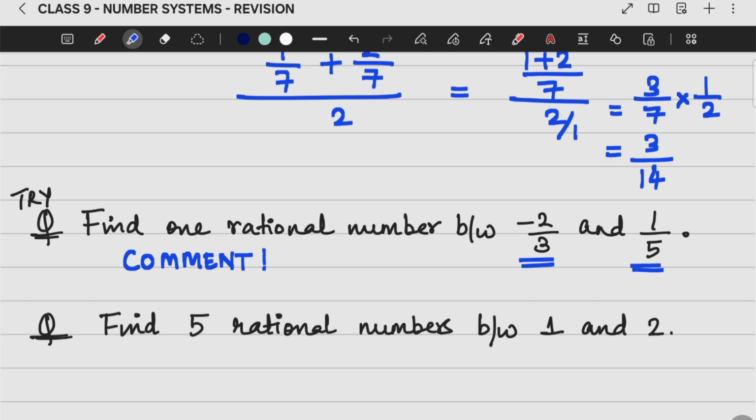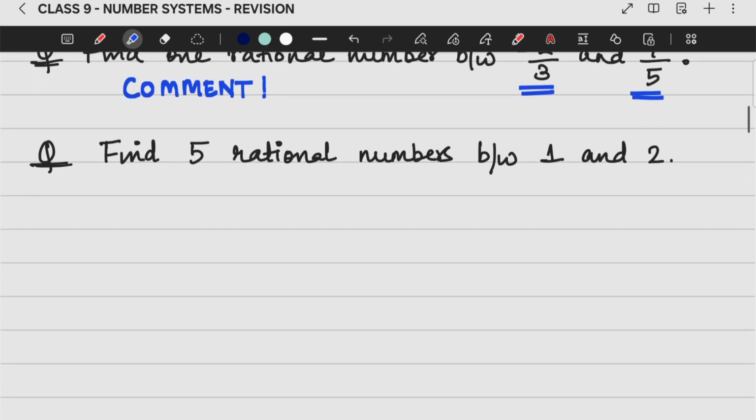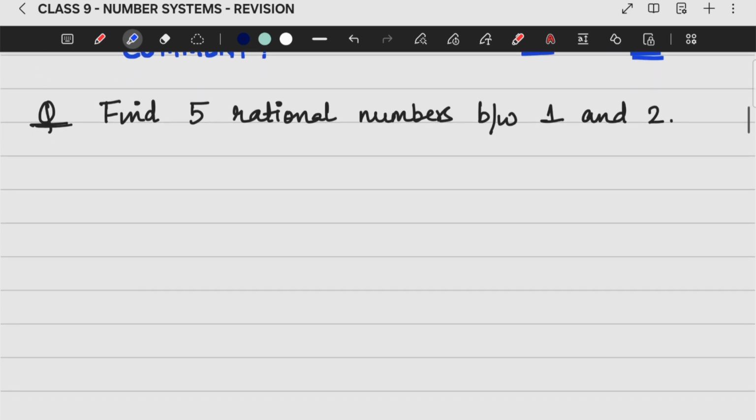Next, going on to the next. Suppose you are asked for more than one rational number. Here you have a question wherein you are asked to find 5 rational numbers between 1 and 2. There is a method wherein you can first do 1 plus 2. The first middle number you can get using the formula (a plus b) by 2, because it's just 1 plus 2, right?